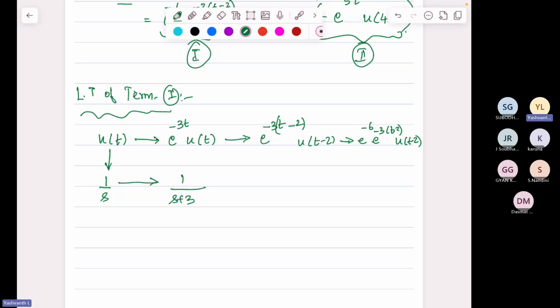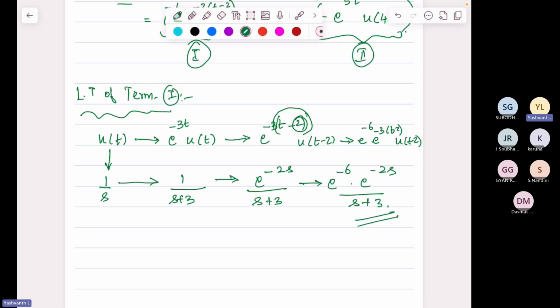Now what I'm doing is time shifting. T is replaced by t minus 2, so by a factor of 2. So this will become e power minus 2s by s plus 3. If you shift in the time domain, you multiply by an exponential in the Laplace domain. And since you're shifting by a factor of 2, you multiply by e power minus 2s. And finally, you're multiplying this by a constant e power minus 6, and that will also get multiplied: e power minus 6 into e power minus 2s by s plus 3. So this is the Laplace transform of the first term.